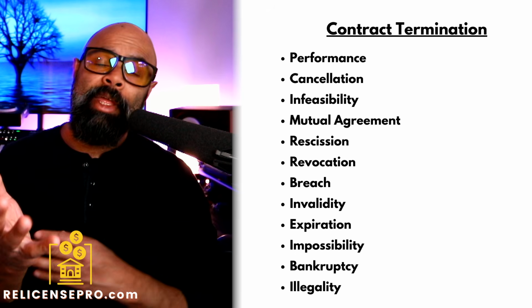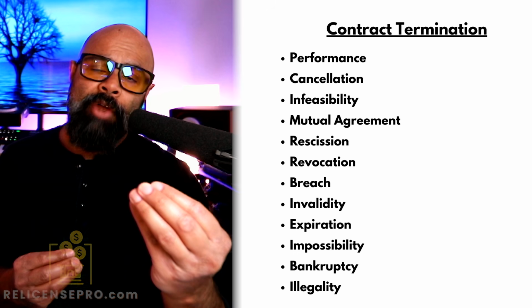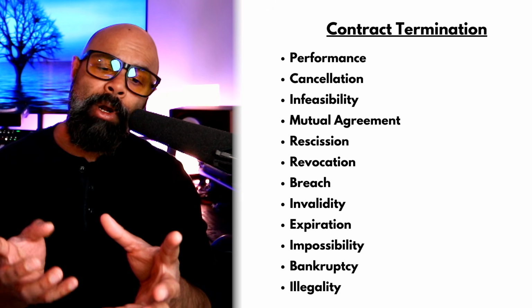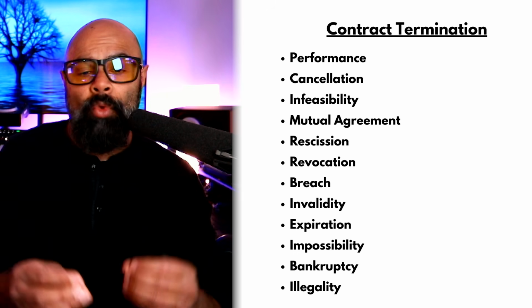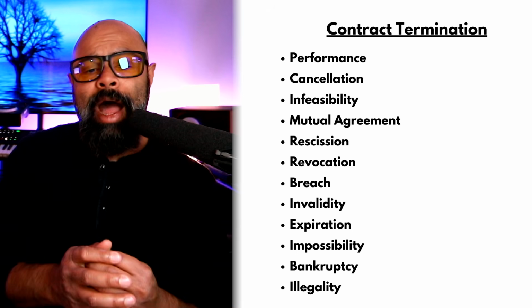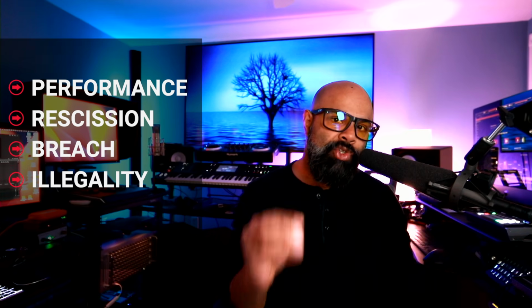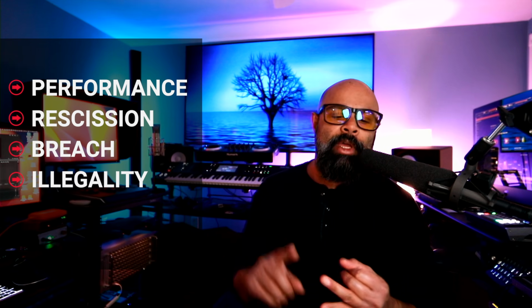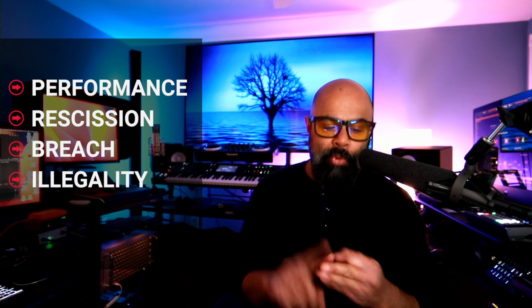And illegality: a contract made for some illegal purpose would void the contract or render the contract terminated. And those are a list of events that could prompt or would prompt contract termination. Focus on some of these, the ones that stood out to me: performance, rescission, breach, and illegality. Those are the four that I would focus on and learn that way, and then you'll do fine on your exam.